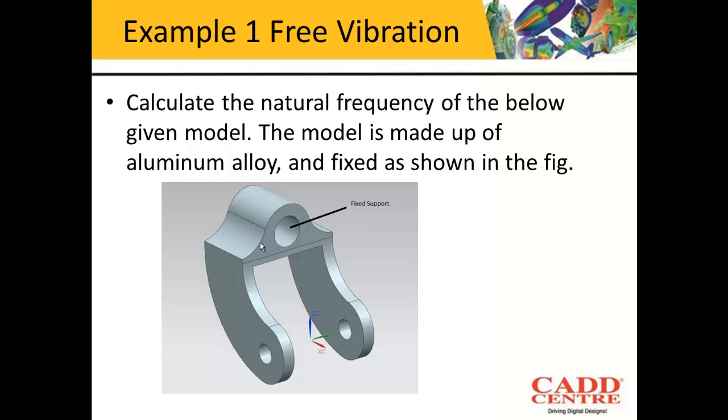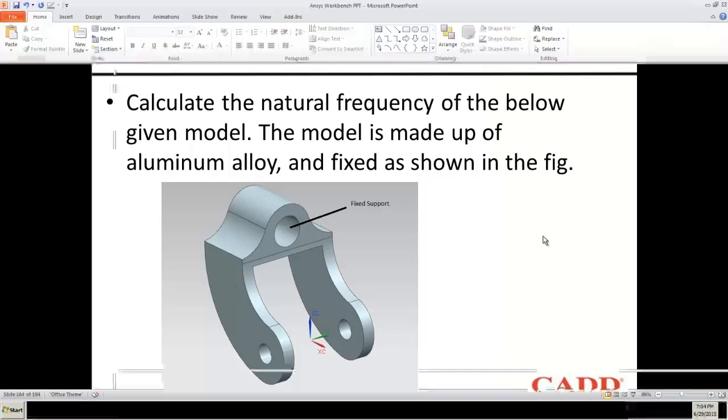In this problem, you can see the model on the screen. We need to calculate the natural frequency of the model. The model is made up of an aluminium alloy and it is fixed at the hole over here. There's a fixed support acting over there. Now, as we understood in the previous video, natural frequency is a frequency which occurs in the body when it starts vibrating on its own in the absence of any external loading. So in this condition, we are not going to add any external loads on the model. So now let us perform the analysis.